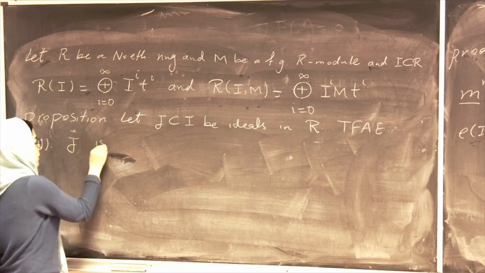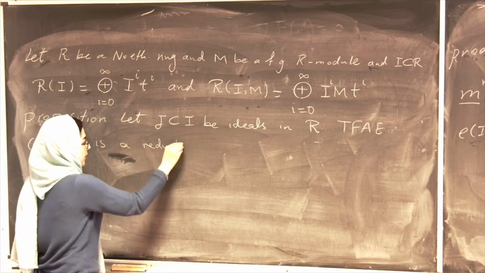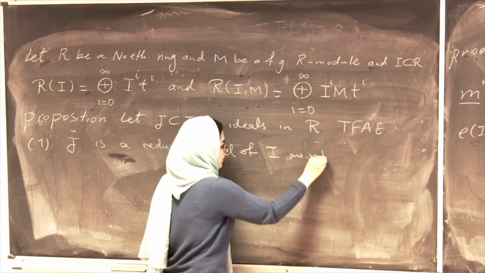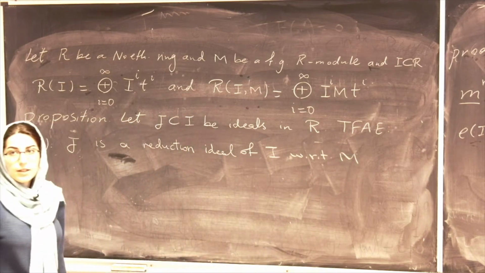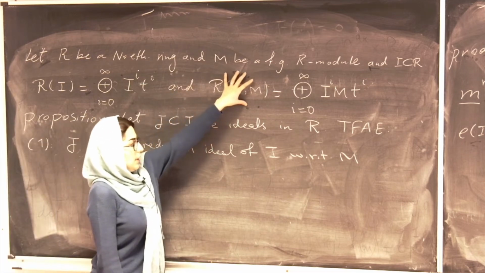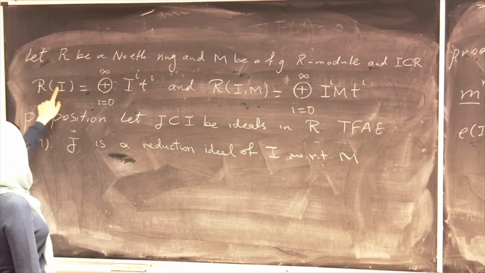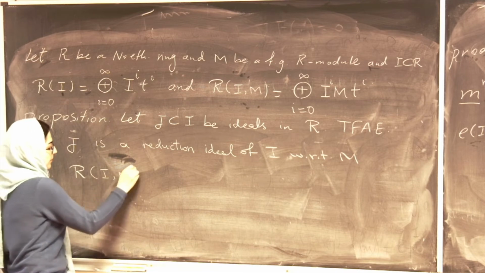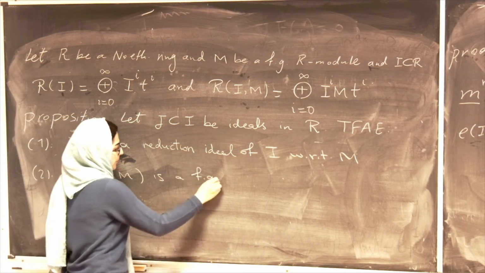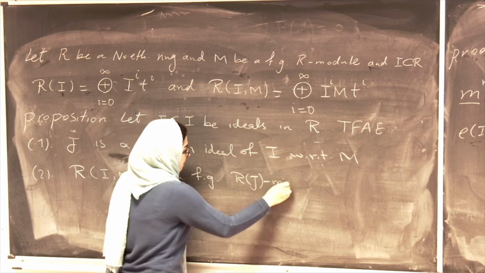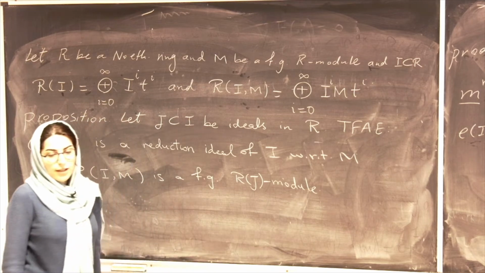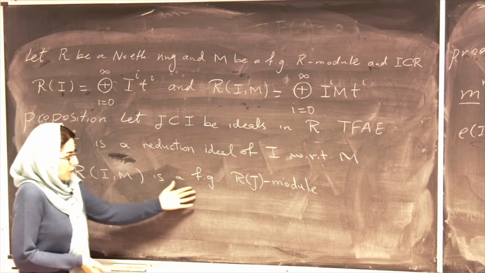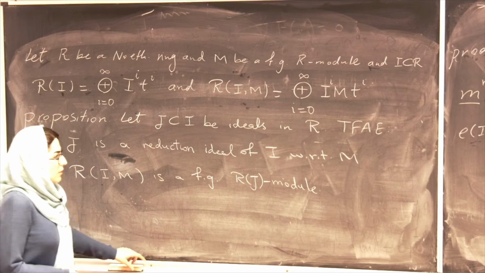J is a reduction ideal of I with respect to M. This is equivalent to saying that this module is finitely generated over the Rees ring of J. So to check that an ideal is a reduction ideal of I, we just need to check that this module is finitely generated over this ring. So let's see the proof.